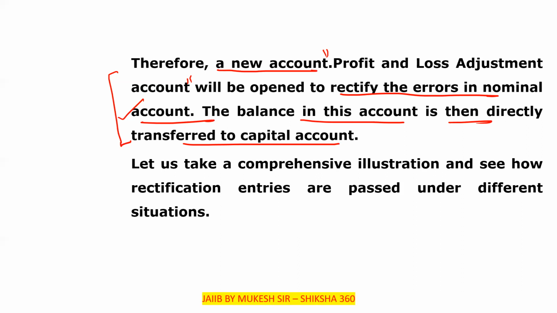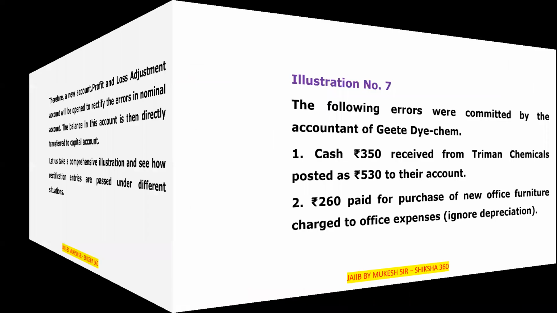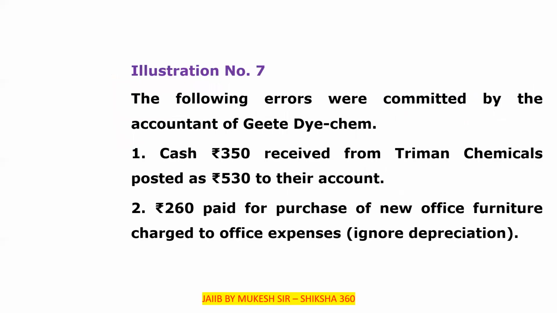Now let us understand this situation with the help of one example. Here I will discuss case by case. The following errors were committed by the accountant of Geeta D. Cash rupees 350 received from Trim Chemicals was posted as 530 in their account, clear? So this is a one-sided error.